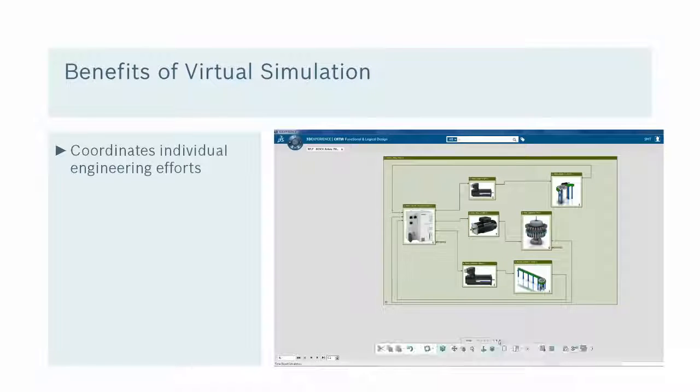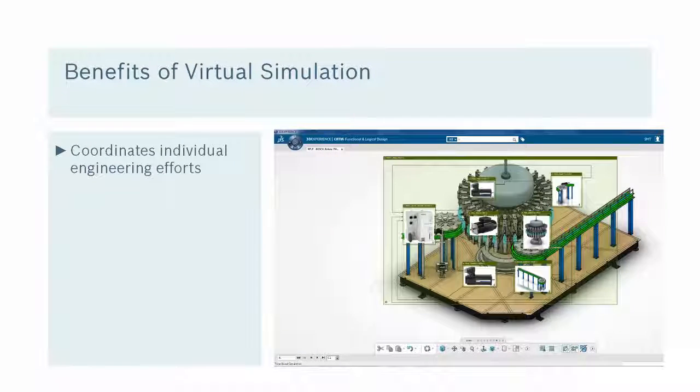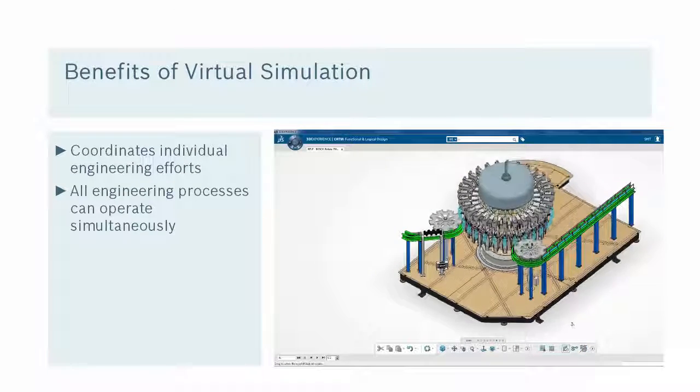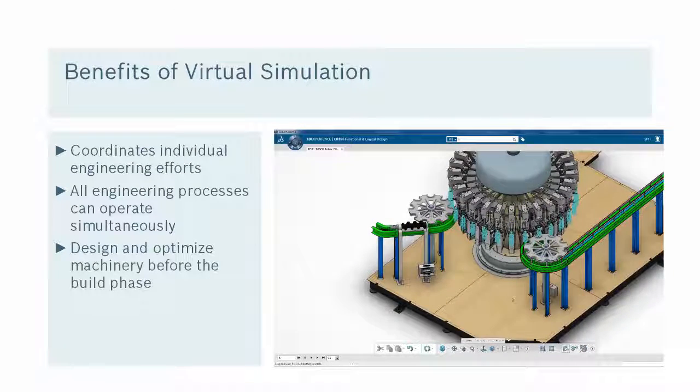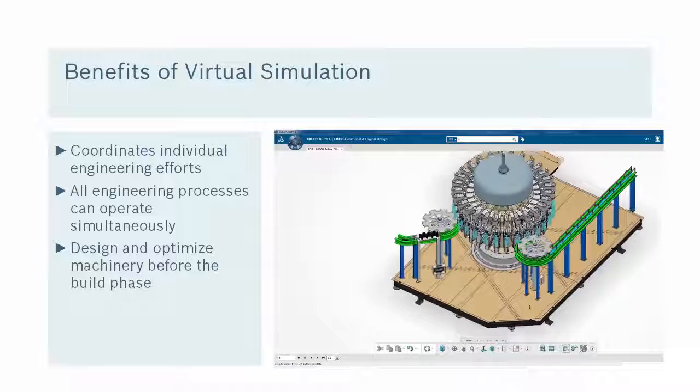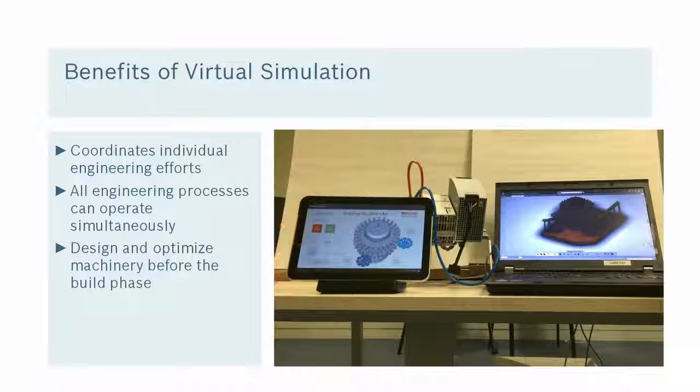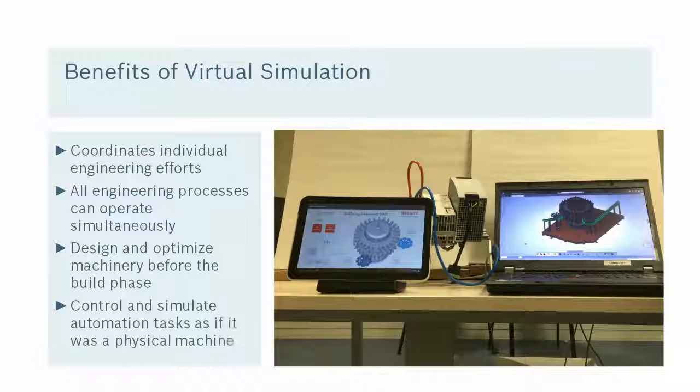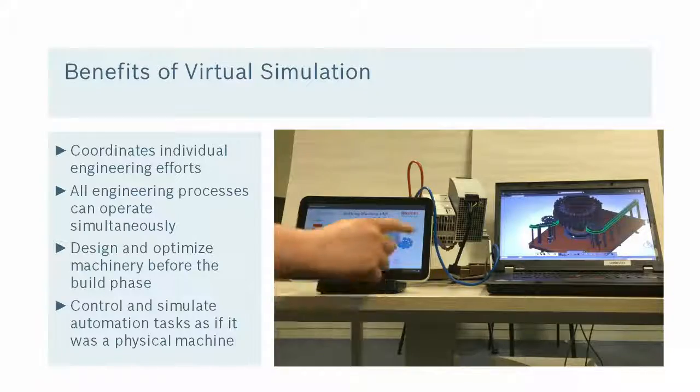Another benefit is that it allows all the engineers to collaborate and optimize the design before you get to the build phase. So previously it required that the mechanical engineer design the machine and then build it and then start programming it. But now, since you can collaborate through simulation software, you can get the machine designed and optimized the way you want it and then move to the build phase of the project.